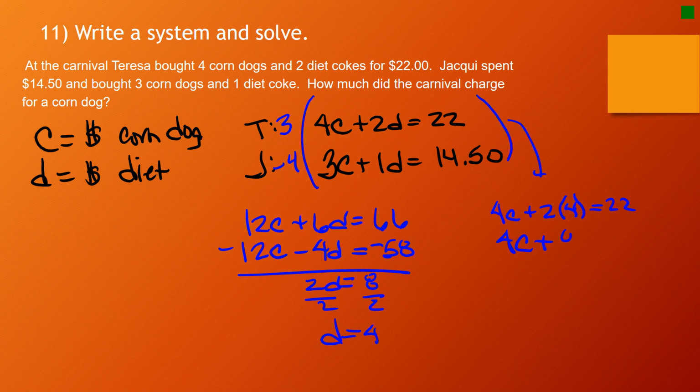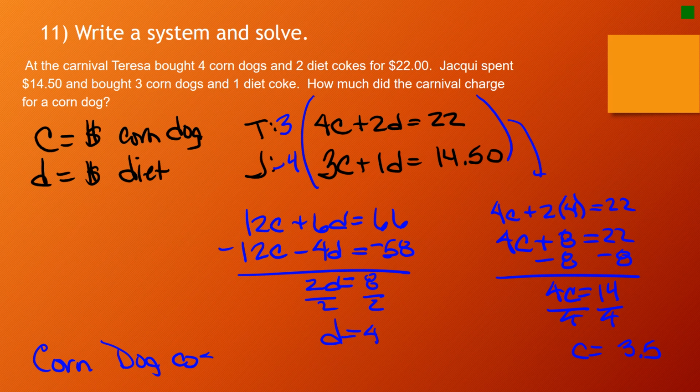So 4C plus 8 equals 22. Subtract 8. 4C is going to equal 14. Okay, now you're freaking out. We find out a corn dog is 3.5. That makes no sense. What does 3.5 mean in money? A corn dog costs $3.50. Okay, why didn't I care about D? Because they only asked about the corn dog.